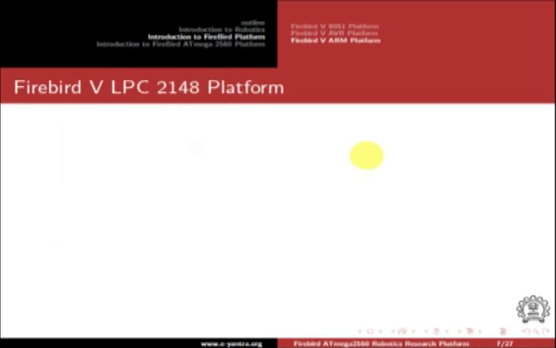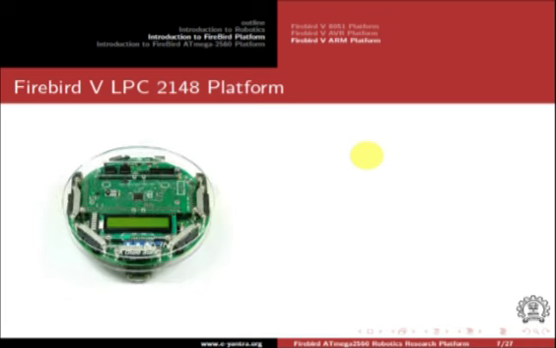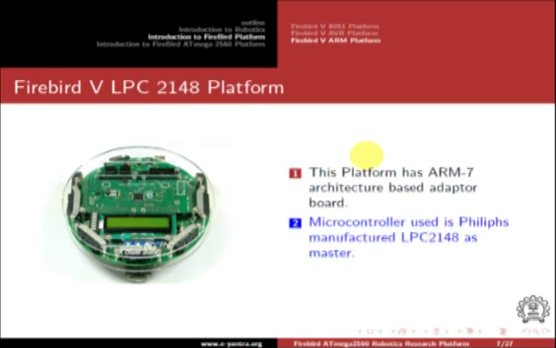The third configuration is LPC 2148 based Firebird V robot. So this platform uses ARM7 architecture based LPC 2148 microcontroller. It is a 32-bit controller and provides even more functionality as compared to previous two platforms. So one can switch to this platform after learning basics of controller.